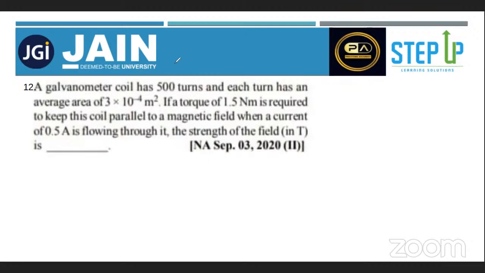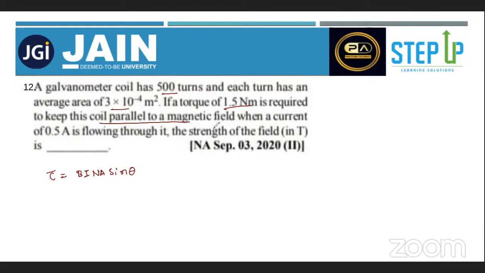Okay, so we'll try to solve this. The formula for torque in a galvanometer is given as BINA sine theta. They have given that the galvanometer coil has 500 turns, and each turn has an average area of this much. A torque of 1.5 newton meters is required to keep the coil parallel to the magnetic field.